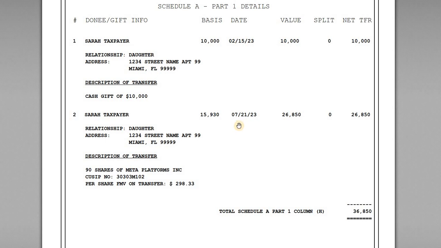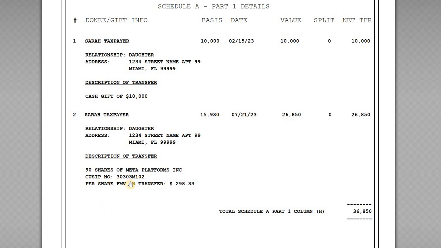She transferred the stock to Sarah on July 21st, 2023. And then the value on that dated transfer was $26,850. And so that is the 90 shares of Meta at the per share FMV of $298.33. So 90 times 298.33 gives us the $26,850.